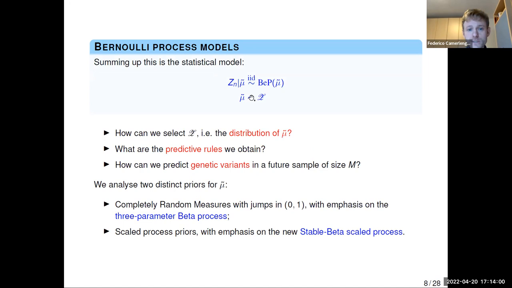Since we are Bayesian, we have to choose a prior distribution for the parameter of the model. The parameter is an infinite dimensional one because it's a discrete measure. And there are several questions that we would like to address.